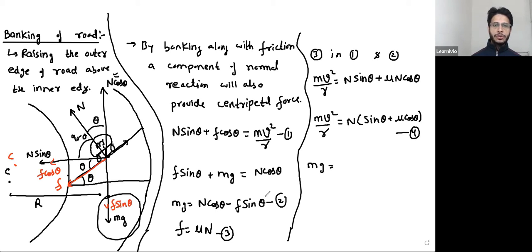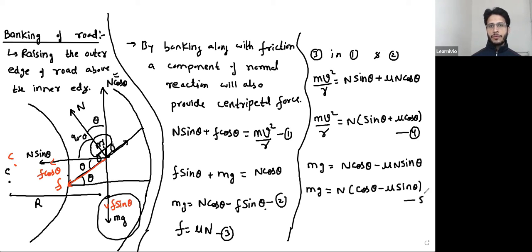Next, when you substitute this value in 2, you will get mg is N cos theta minus friction, which is mu N sine theta. So your mg comes out to be N times cos theta minus mu sine theta. That is equation number 5.